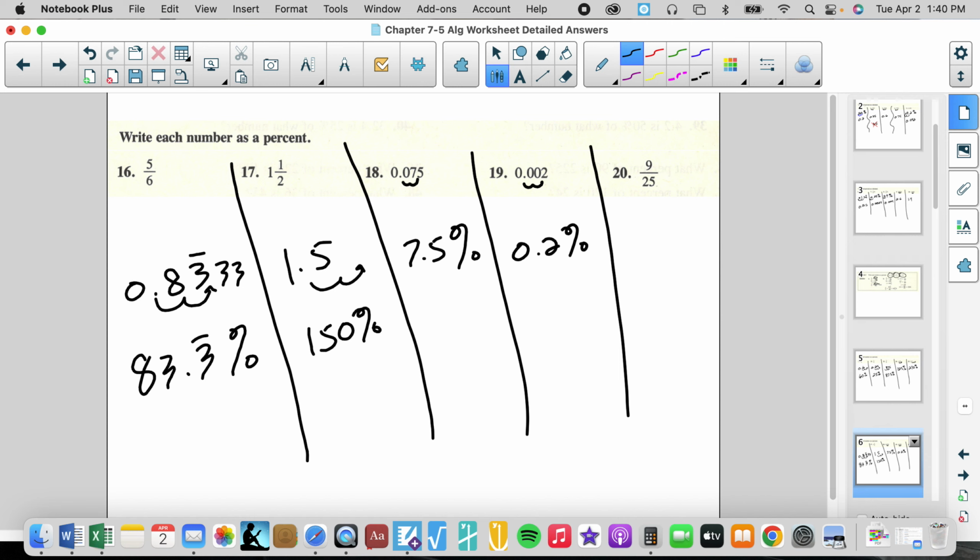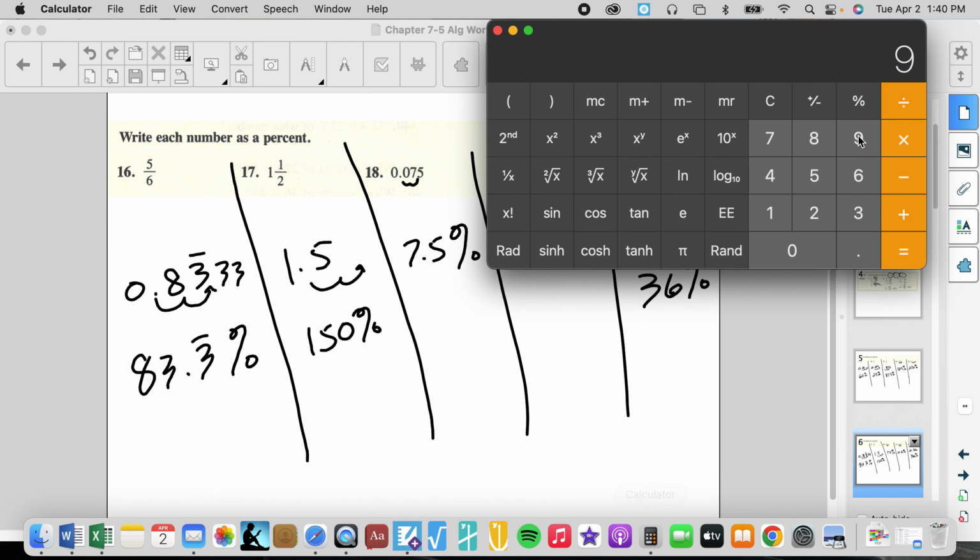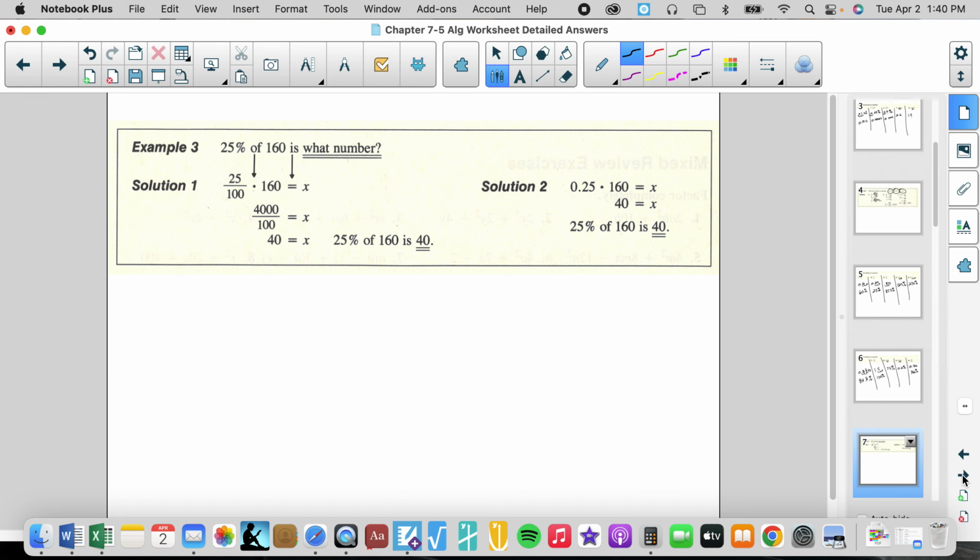9/25. 9 times 4 is 36. 0.36. And then 36%. Pretty sure 9/25. 9 divided by 25 is 0.36. Correct. All right. Now, I love this.